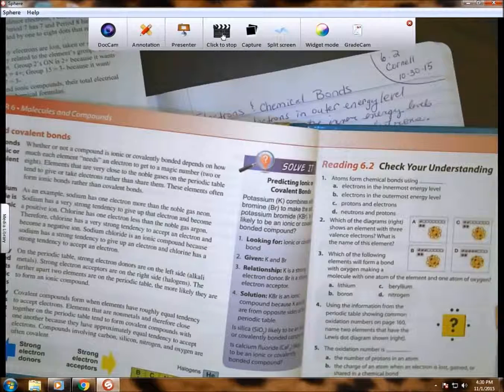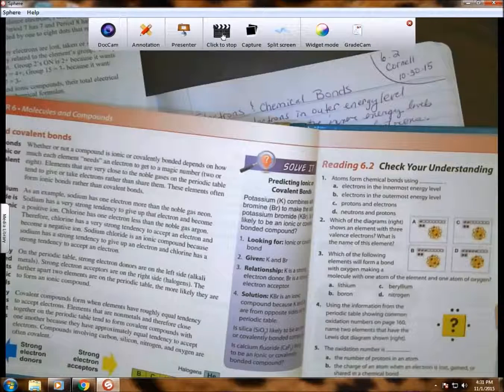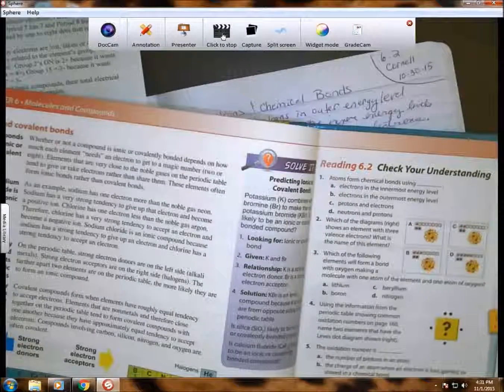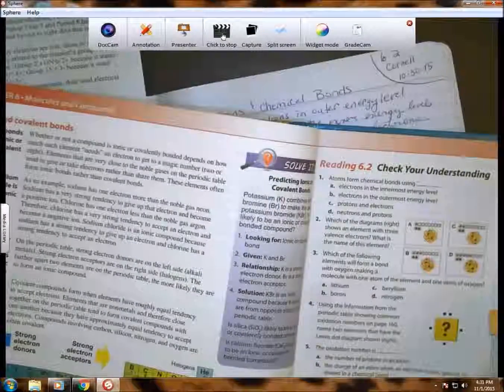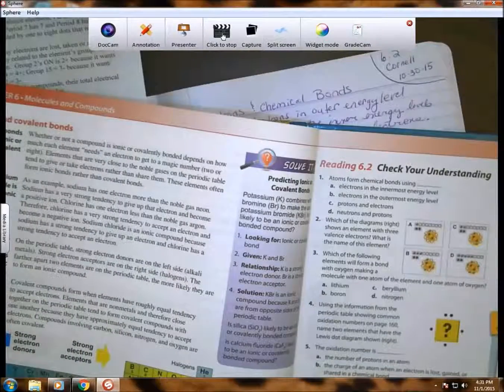Alright, so you are responsible now for doing your check understanding. I wish my eyesight was better. Check understanding goes on page 118 in your student journal. You're going to go ahead and do that. You need to do 1 through 7, and when you're done with it, we're going to go over it in class probably on Wednesday, I guess. But you got to remind me. So that's it. All right.